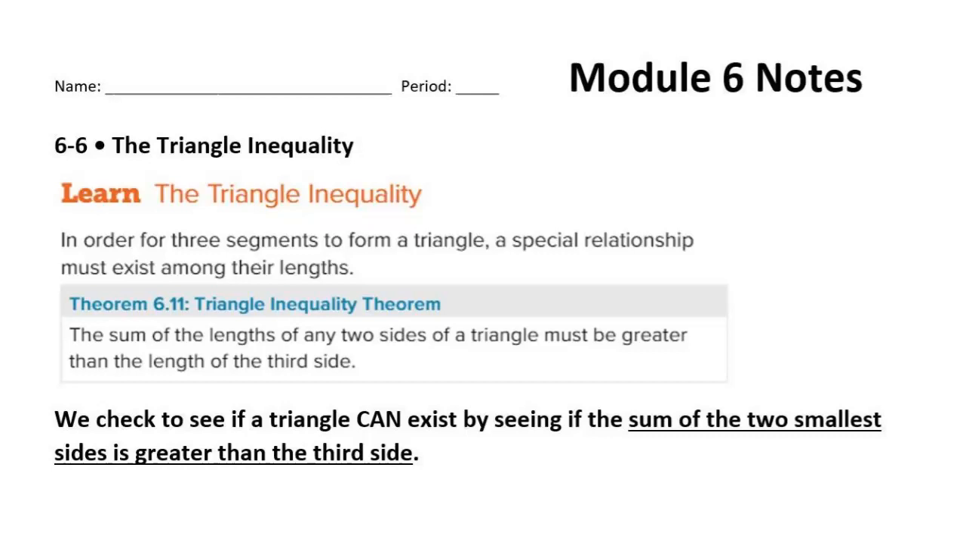So today we are going to learn about something called the triangle inequality. In order for three segments to form a triangle, a special relationship must exist among their lengths.